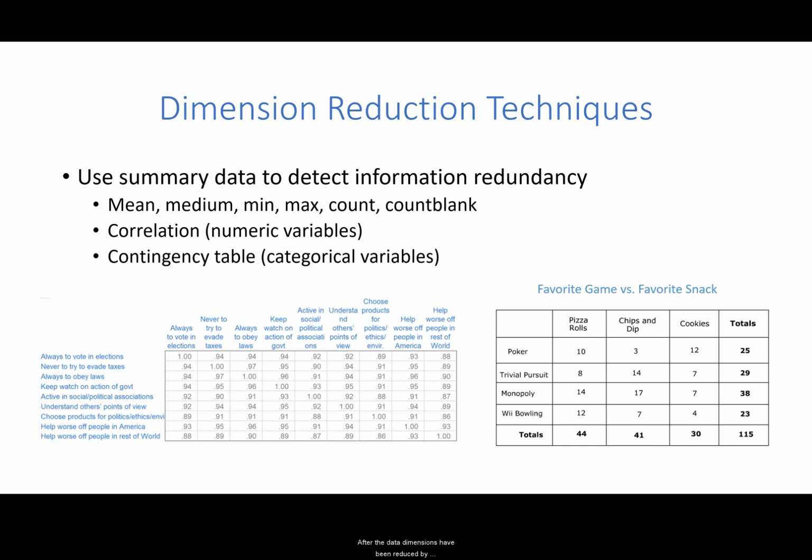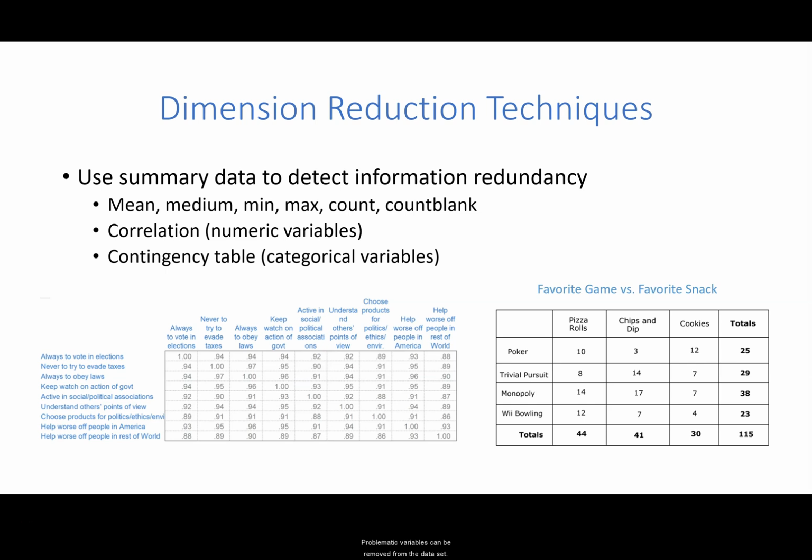After the data dimensions have been reduced by incorporating domain knowledge, the analyst can use the second strategy, which is to use the summary statistics to further reduce data dimension by removing information redundancy. A few common summary statistics are very useful. For example, the mean or average, the median, minimum, maximum, count, or count blank. These functions allow the analyst to understand the shape of the data, whether there are a large number of missing values, whether the data is normally distributed or skewed, and whether there are extreme outliers in the dataset.